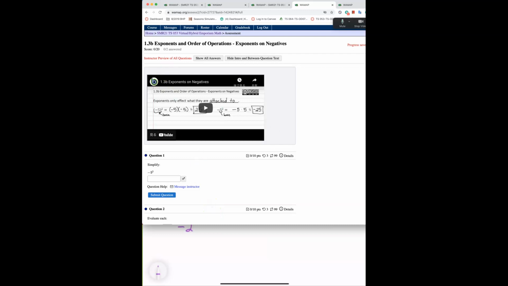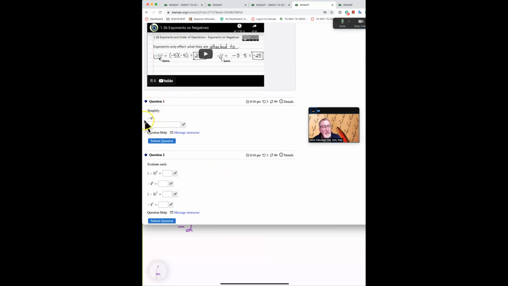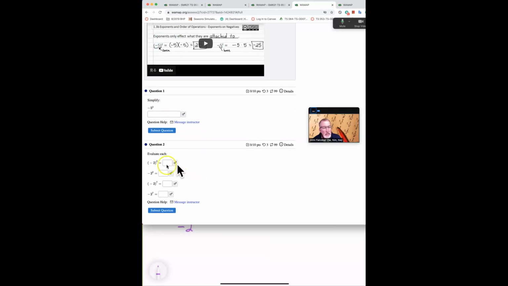Hello, everyone. We're looking at Unit 1.3b at WAMAP, considering exponents with negatives in them and how to evaluate them. First question is to simplify -5 squared. And then there are 4 in the next question: (-2) squared, -2 squared, (-2) to the 7th, and -2 to the 7th.